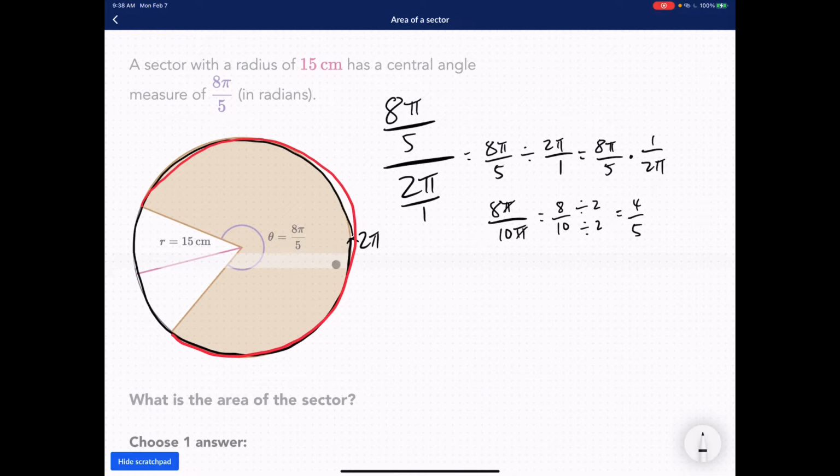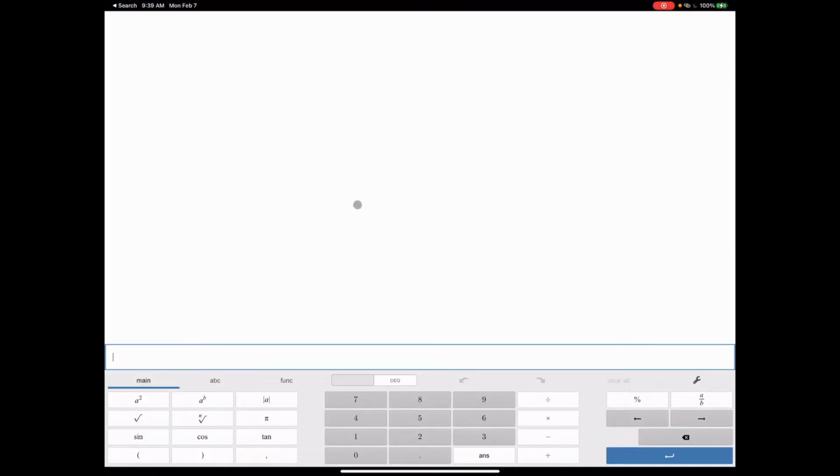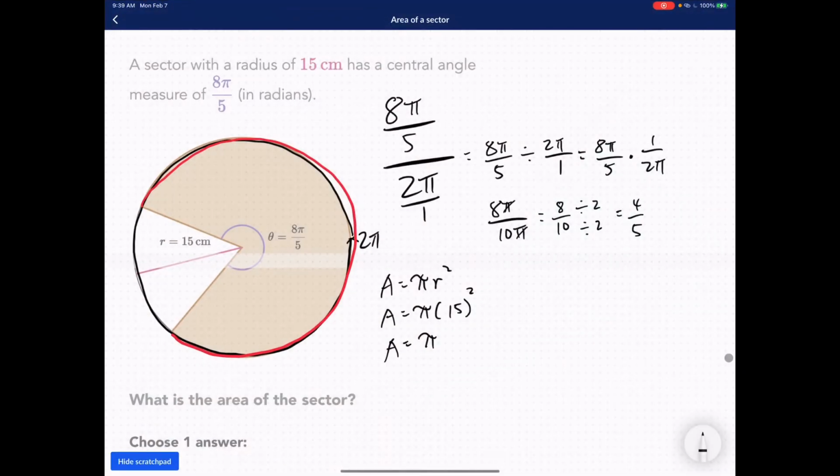Now that we found what this red line is, which is 4/5, we're going to find the area of this entire circle. The area is equal to pi r squared, and the radius is 15. 15 times 15 times 15 is 3375, so we have 225 pi, which is the entire area of this circle.